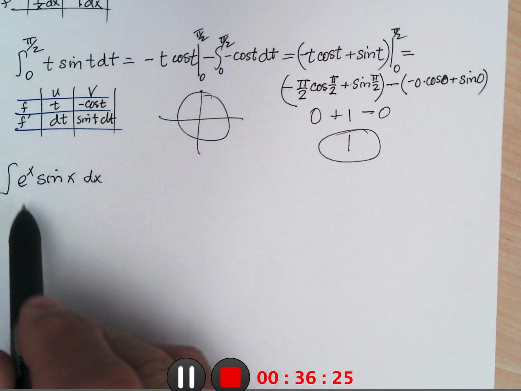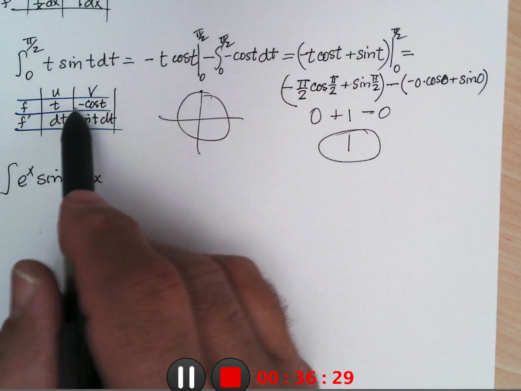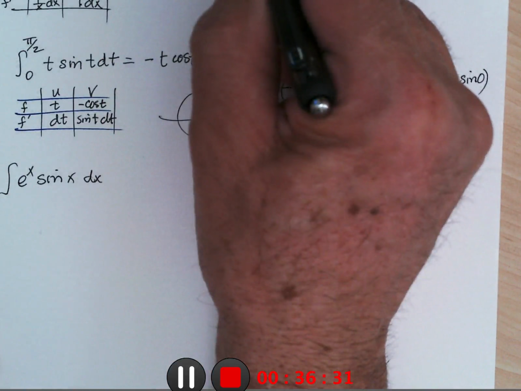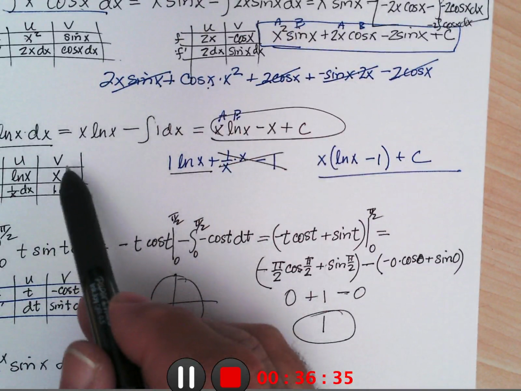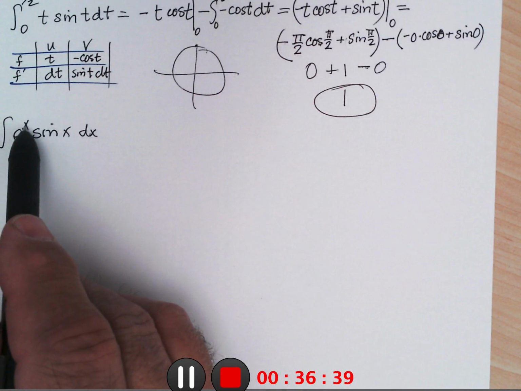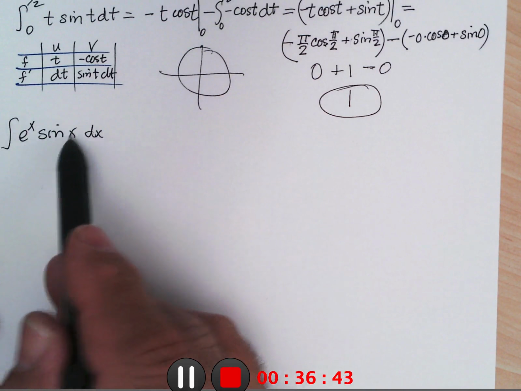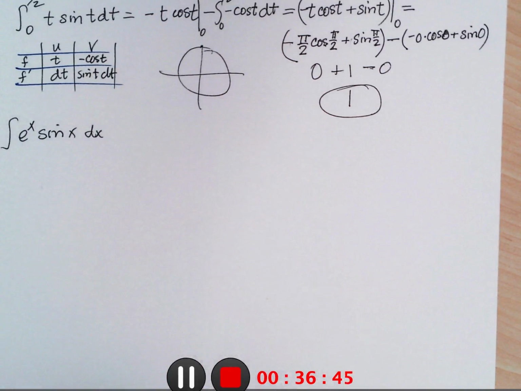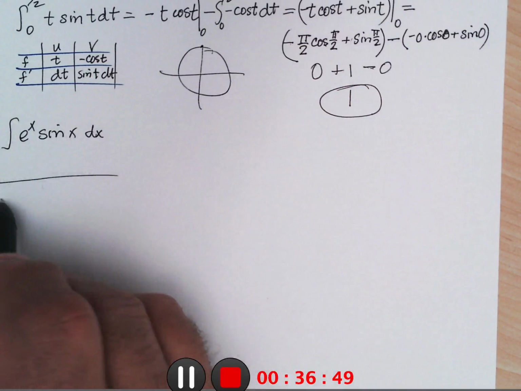Now, on here, the t got simpler, or the x squared got simpler, and then the 2x got simpler on that one up there. But when you take the derivative of e to the x, it doesn't get simpler. If you take the derivative of sine x, you get cosine x. So things are not getting simpler. Is this one doomed to fail? So let's see.